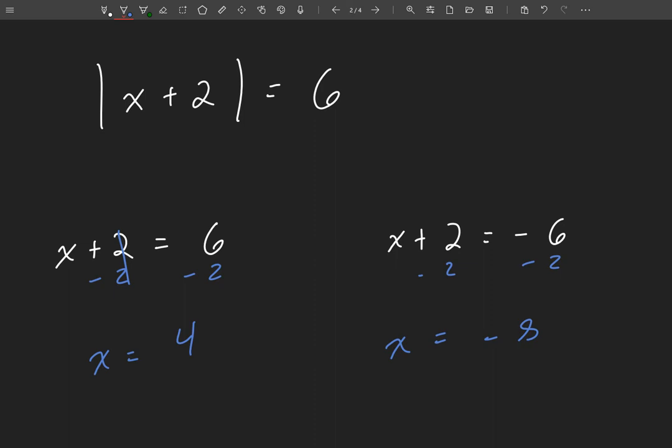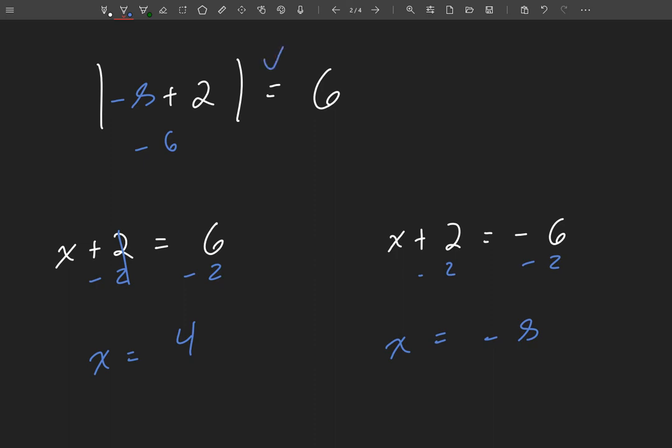So if I put a 4 here, let's try it. 4 plus 2 gives me 6, and then the absolute value of 6 is 6. Okay, that's easy. What if I put the negative 8 here? Well, a negative 8 plus 2 is what? Negative 6. And the absolute value of negative 6 is, in fact, 6.